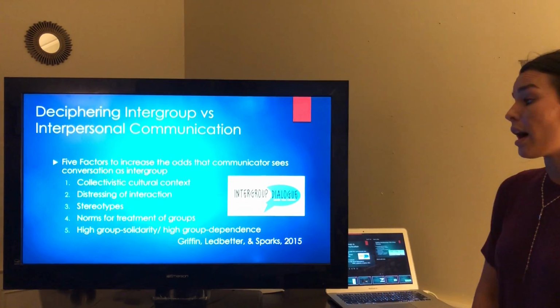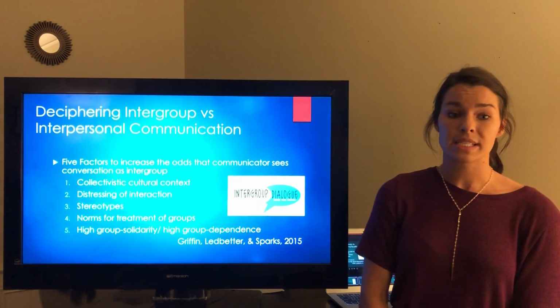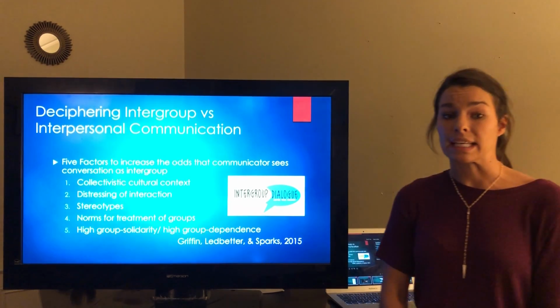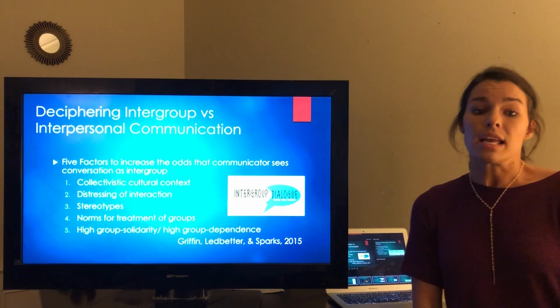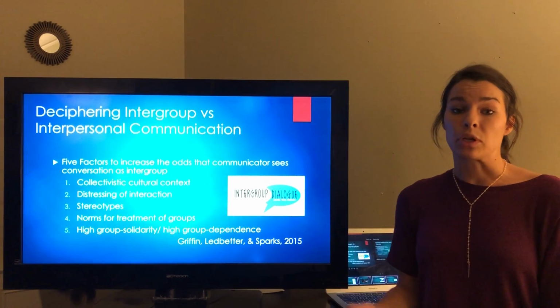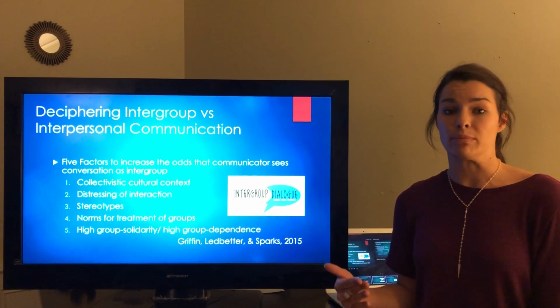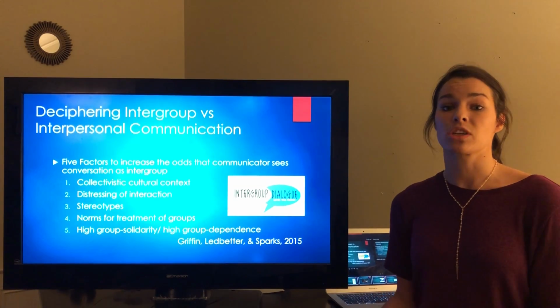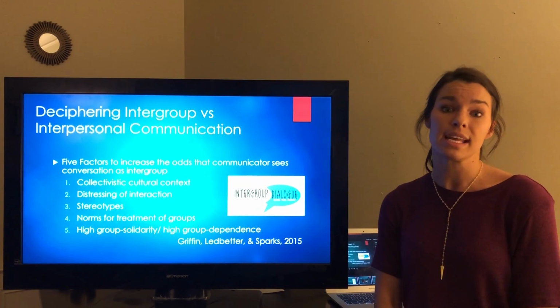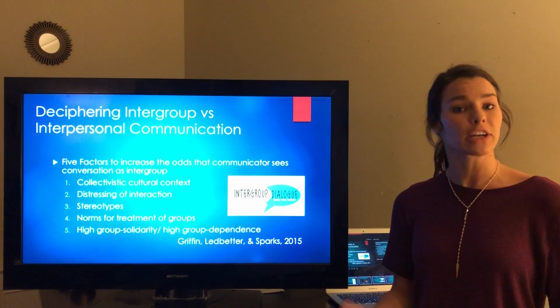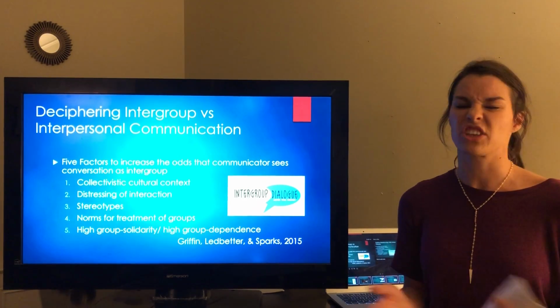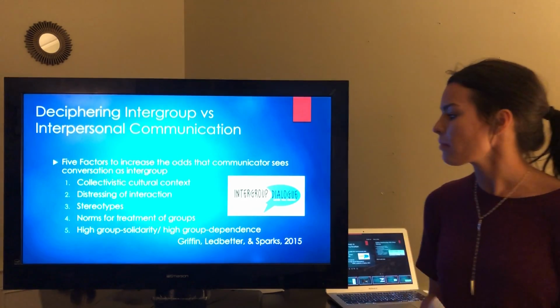Fourth, the norms for treatment of groups. So let's go back to the elderly I was speaking about earlier. We adjust the way we communicate in a more respectful manner, as opposed to if we were talking to one of our friends and not using correct grammar and just correct language in general.